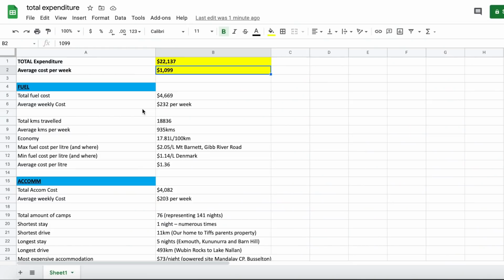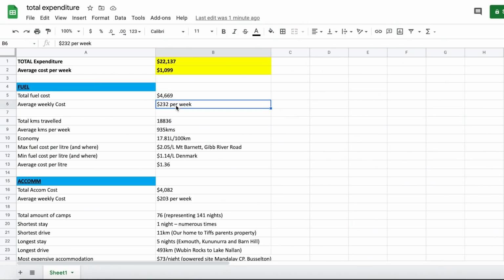So we will now break it down into each particular thing. Let's start with fuel. We spoke about the Fuel Map app. Our total fuel cost was $4,669 with an average weekly cost of $232 per week. And how many Ks were we doing a week for that sort of amount of fuel? Average kilometres per week was 935 kilometres.